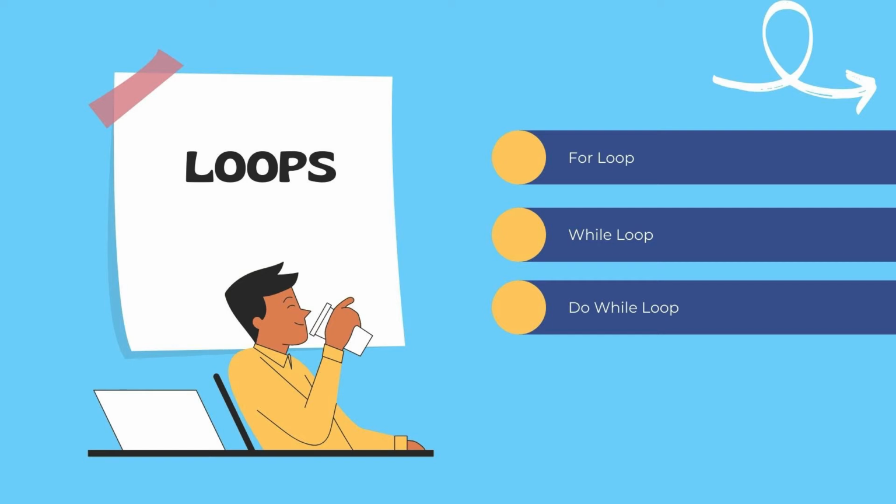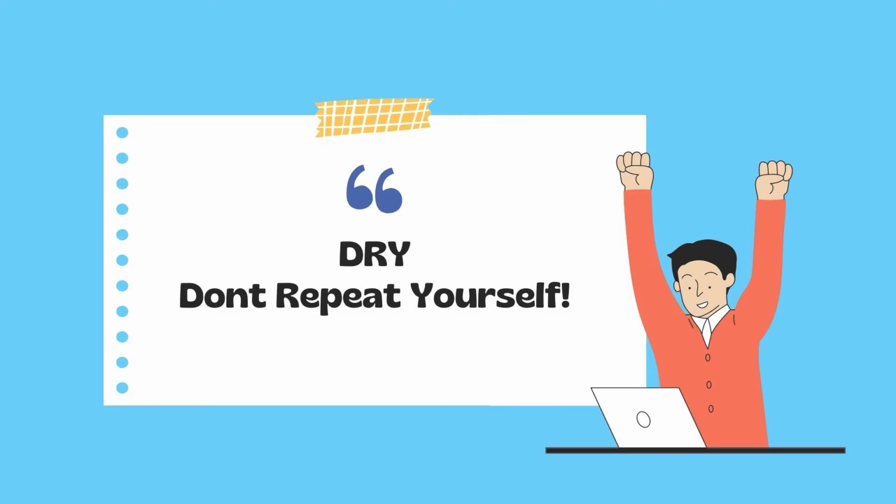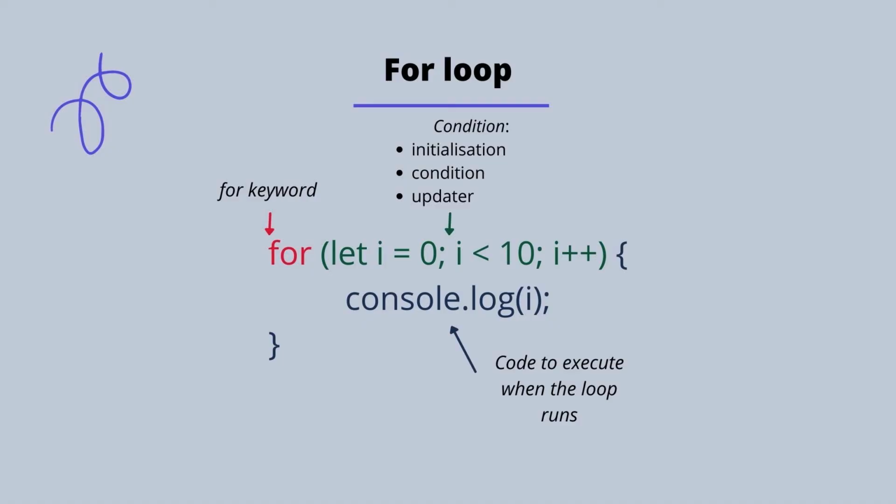The three most common types of loops in JavaScript are the for loop, the while loop, and the do while loop. A for loop is useful to run some code when we know how many times that we want the loop to run. We may want to run some code multiple times until we reach a specific value, such as counting up to 10. If we did not use the loop, we would have to repeatedly write out the code we want to run, and this would break a key principle of writing code called don't repeat yourself, sometimes shortened to DRY. So back to the for loop.